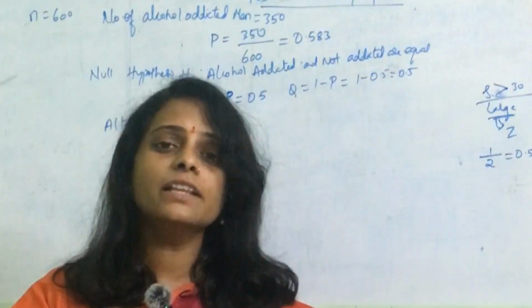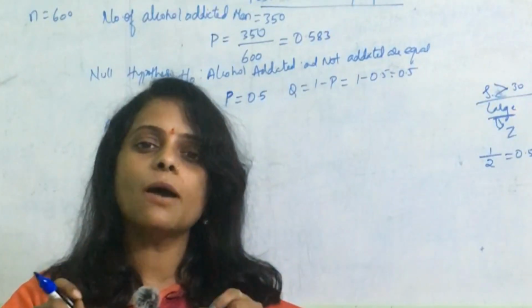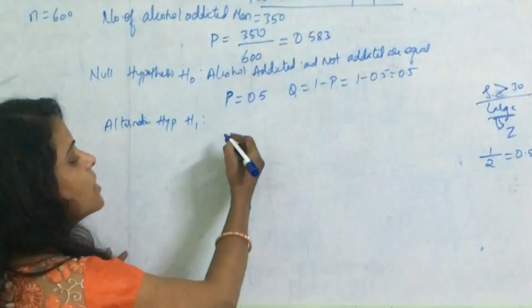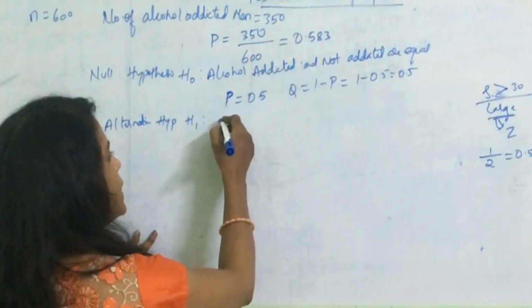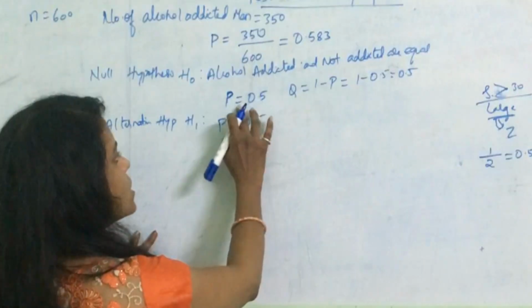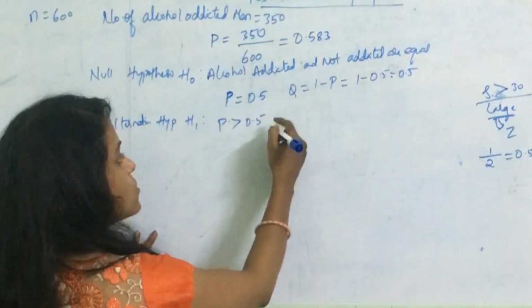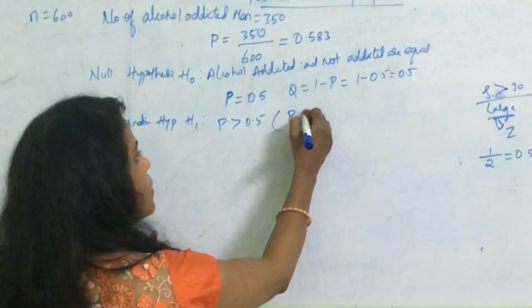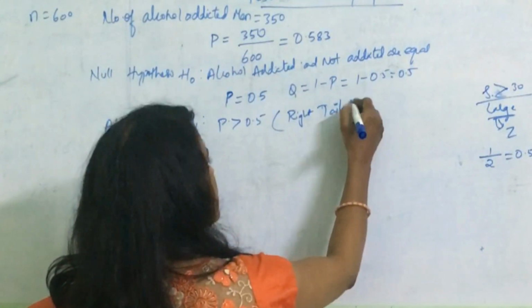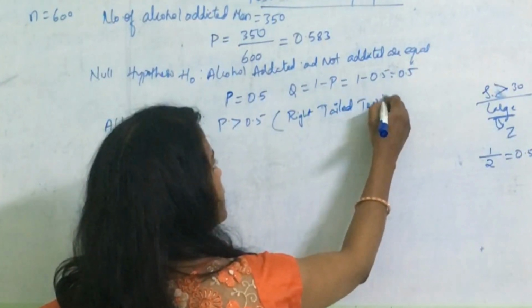Okay, so in the question they have given more number of people, so more means greater than. So the p value is greater than 0.5. Greater means right tailed test. Okay, greater means right tailed test.